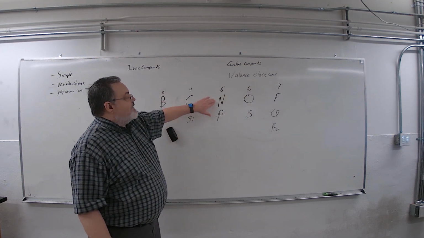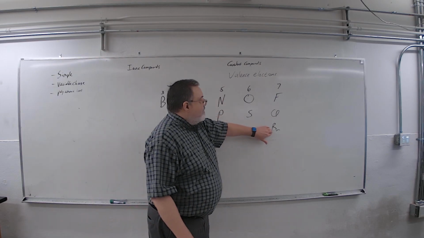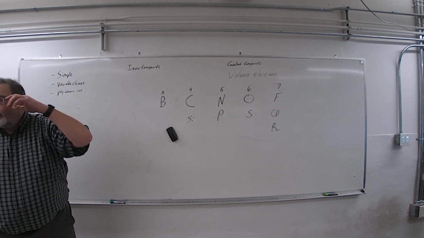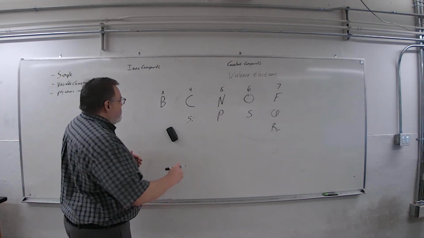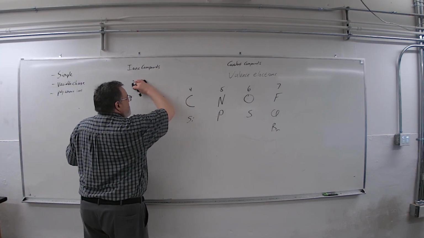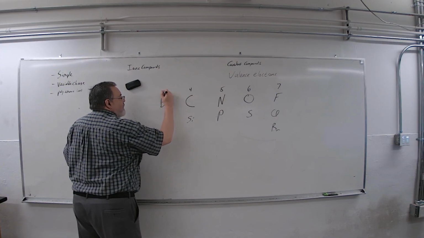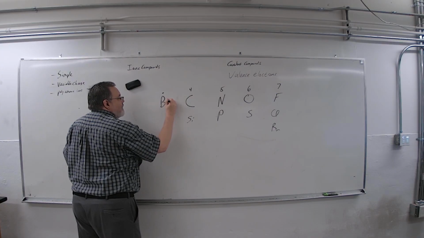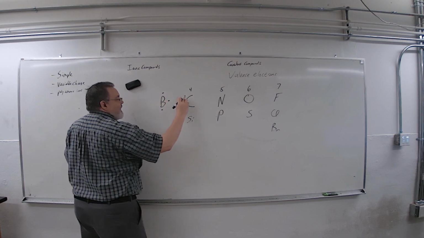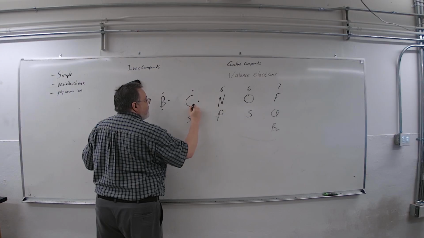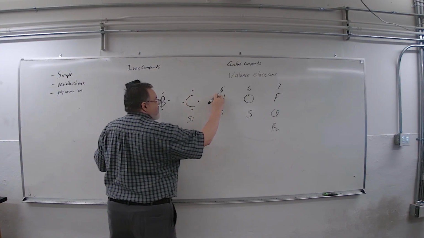Sulfur has 6 valence electrons. Phosphorus has 5 electrons. Bromine has 7 valence electrons. Okay, so a quick way to find out how many valence electrons. Here's the Lewis structure for boron. I had a 3 here. 1, 2, 3. What's the pattern? 4 here. 1, 2, 3, 4.